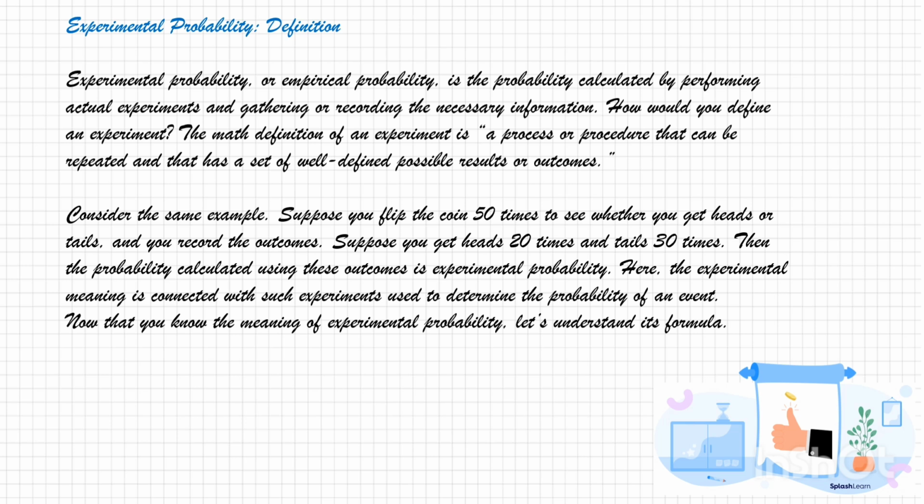Consider the same example. Suppose you flip the coin 50 times to see whether you get heads or tails, and you record the outcomes. Suppose you get heads 20 times and tails 30 times. Then the probability calculated using these outcomes is experimental probability. Here the experimental meaning is connected with such experiments used to determine the probability of an event. Now that you know the meaning of experimental probability, let's understand its formula.